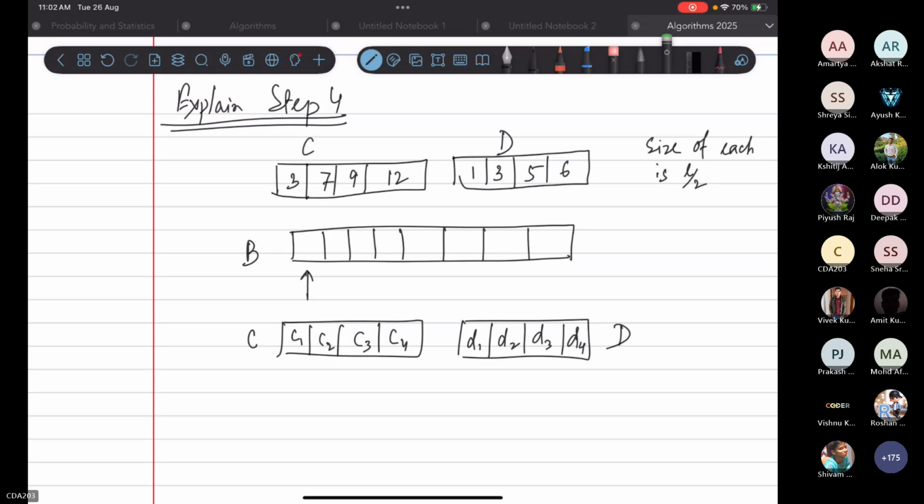And to do this, I will maintain some indices. To fill up this array B, I'll use this index K here, right? For this C array, I'll use this index I, and for this one, I'll use this index J. So in terms of I, J, and K, let me remove this part.